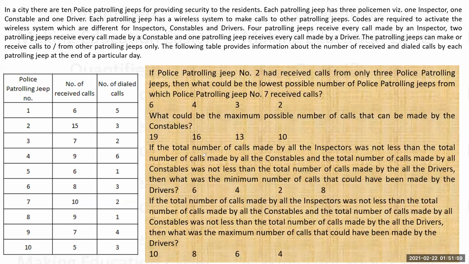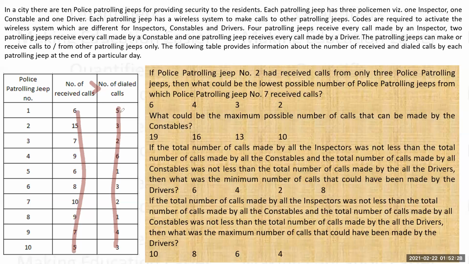The patrolling jeep can make or receive calls from other patrolling jeeps only. So this patrolling jeep can make or receive the calls from other jeeps only, any of them, right? Let's see. Now, the following table provides the information about the number of received and dialed calls by each patrolling jeep at the end of the day. So this is the data given to us: these are the number of dialed calls and these are the number of received calls. The received calls will be greater than dialed calls.